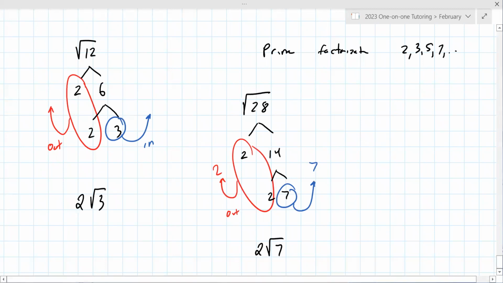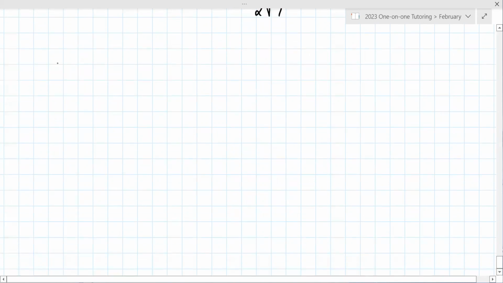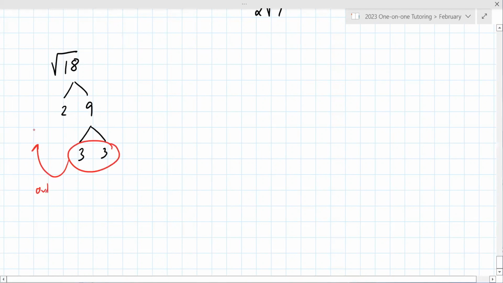Okay. Got it. Okay. Now there's other problems you might see, like let's say it asks for the square root of 18. 2 works, and that's 9. But then you stop trying 2, you go to the next prime number 3, and 3 does work, 3 and 3. So this time a 3 comes out, but that 2 stays in. So whenever you have a pair, the pairs come out. So it's 3 square root 2 in this case.